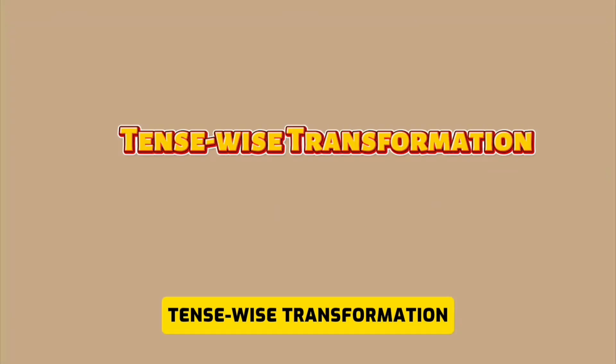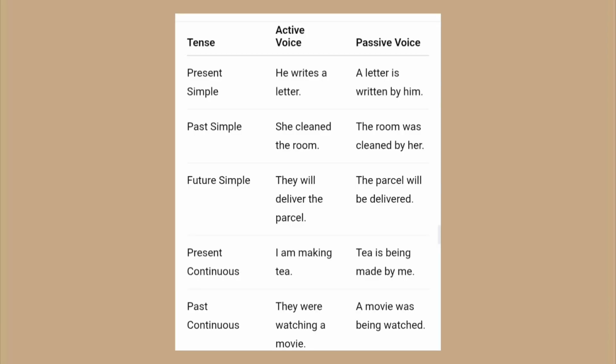Tense-wise transformation. Show how sentences change from active to passive in different tenses. Tense, active voice, passive voice. Present simple: He writes a letter. A letter is written by him. Past simple: She cleaned the room. The room was cleaned by her. Future simple: They will deliver the parcel. The parcel will be delivered.